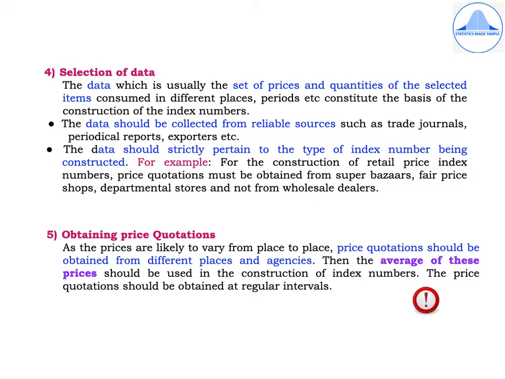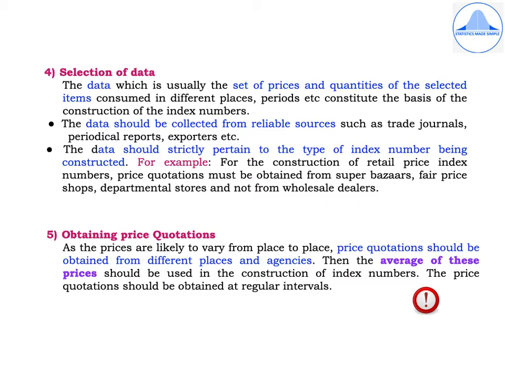Now, the data should be collected from reliable sources such as trade journals or periodical reports or from exporters, and the data should strictly pertain to the type of index number being constructed. For example, for the construction of retail price index numbers, price quotations must be obtained from super bazaars, fair price shops, departmental stores, and not from wholesale dealers.